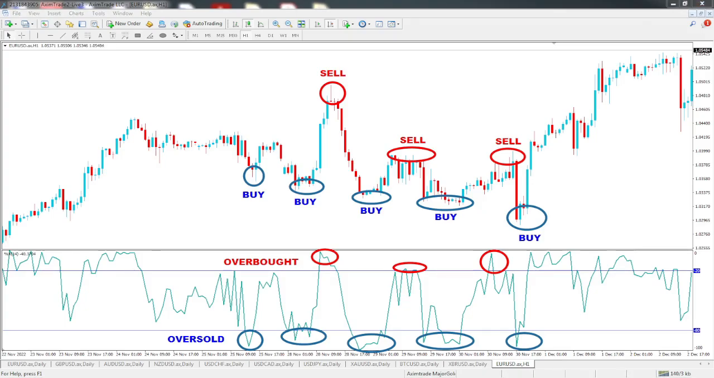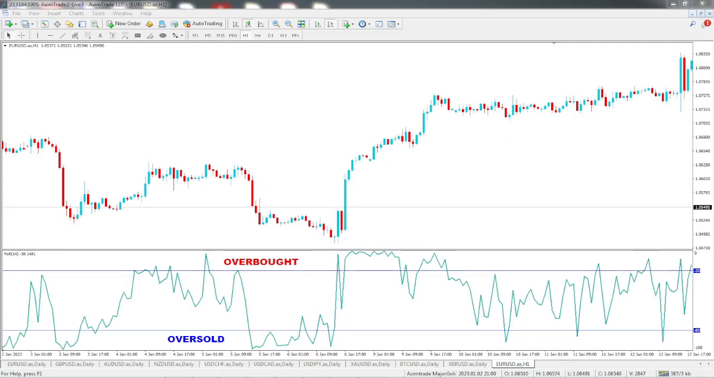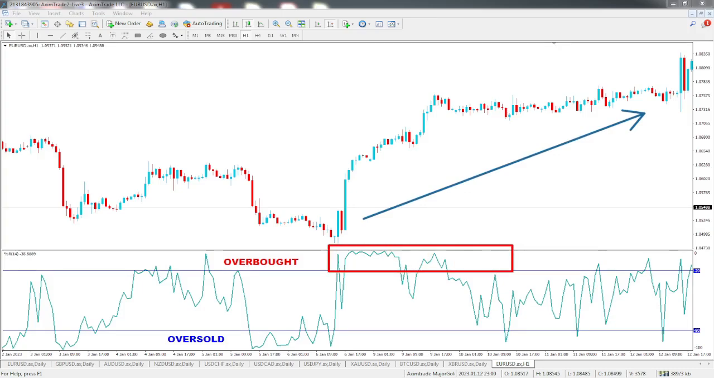This method can be used only when the market is sideways, but not during trending. Just because the market has rallied too much and is overbought, it doesn't mean that the market must reverse. And when the market has fallen too much and is oversold, it doesn't mean that the market must rise. Let's look at this example. The market continues to rally despite the Williams percent range indicator indicating that the market is overbought.